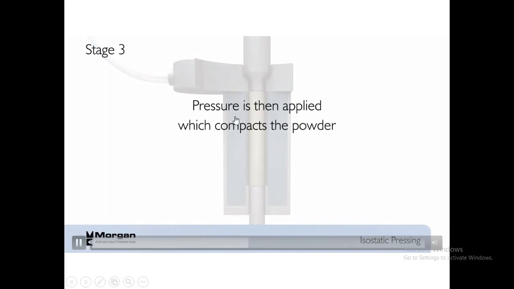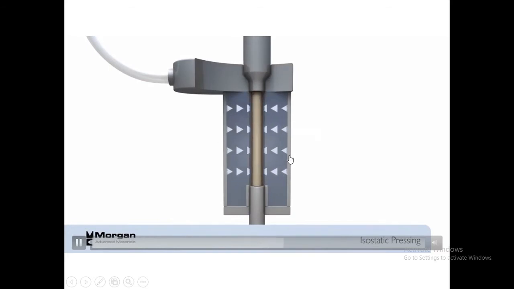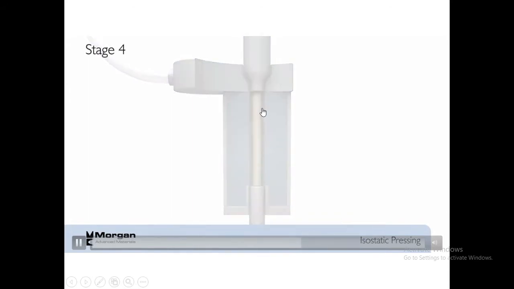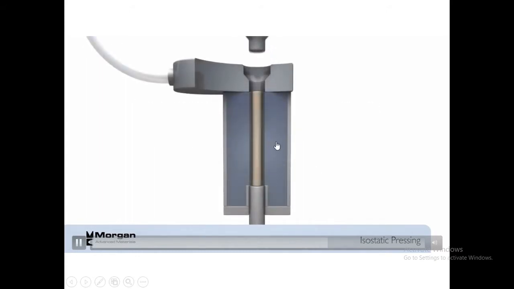And the pressure is then applied, which compacts the powder. It will be isostatic pressure, where the pressure is applied uniformly in all directions. Stage 4, where the pressure is released and all that remains is the solid formed ceramic component. This is the solid formed ceramic component.